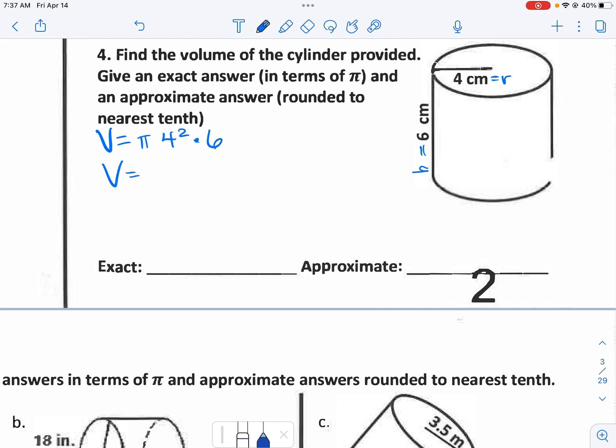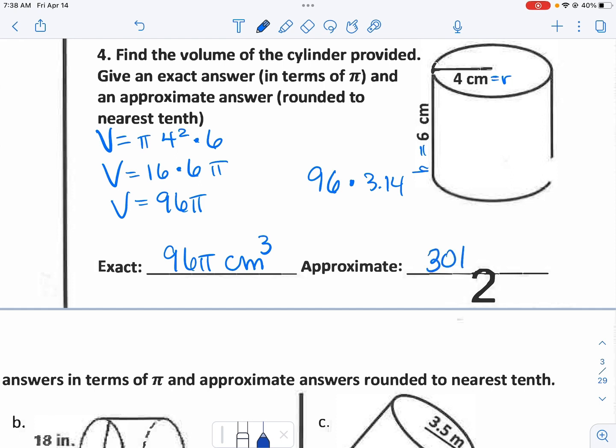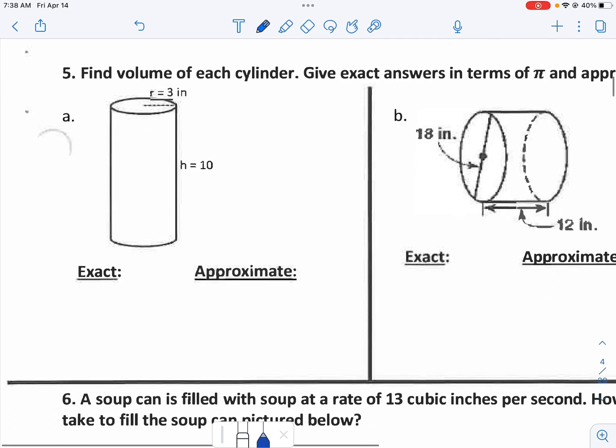So we do our exponent first, which would be 16 times 6 pi. So that would get us 96 pi centimeters cubed. And the approximation of that would be us taking the 96 times 3.14 and getting 301.44 centimeters cubed. Okay, so let's go ahead and start doing these down here.